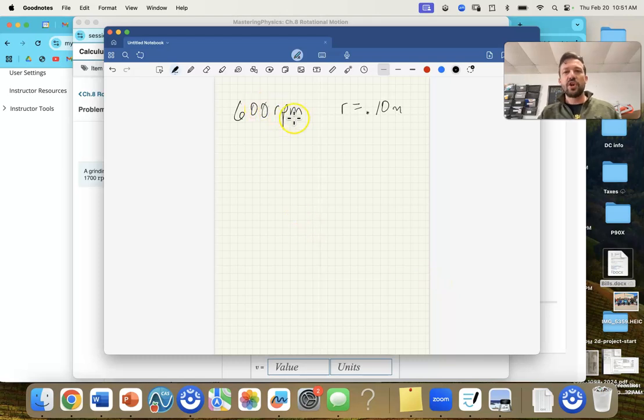Okay, first thing is rotations per minute. I don't want it in rotations per minute. I want it in radians per second. So let's figure out how we would convert that. We have 600 rotations per minute. Just like we were canceling out stuff earlier, I want to cancel out minutes and make it seconds. So I'm going to put minutes on the top so that they cancel. I want to switch it to seconds, and I know that 1 minute is 60 seconds, right?